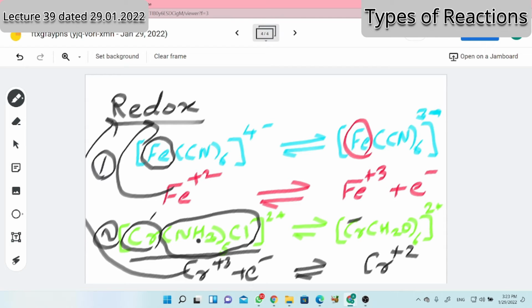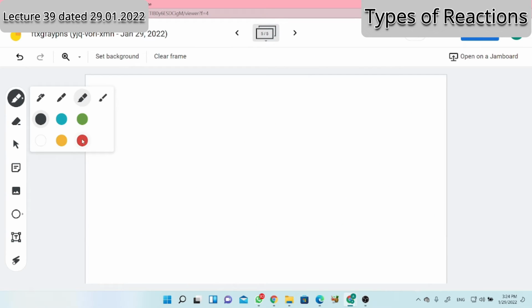That's a redox reaction. What was the first type of reaction? Substitution reaction. Right. And the second type is a redox reaction. In this redox, there are two different ways of reactions. In the first way, only the metal ion undergoes a change in oxidation state. In the second way, the metal ion of course undergoes a change in oxidation state, and in addition there will be a change in coordinating groups or ligands. Now let us know the third kind of reaction.